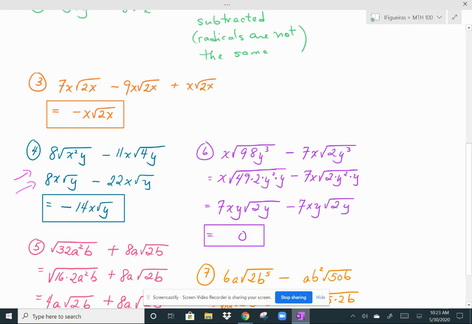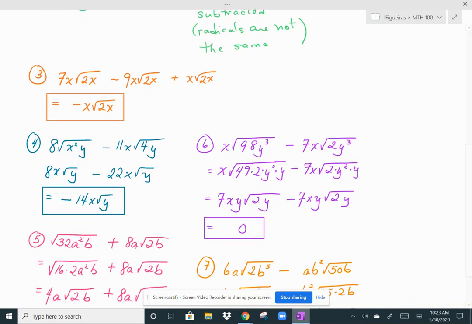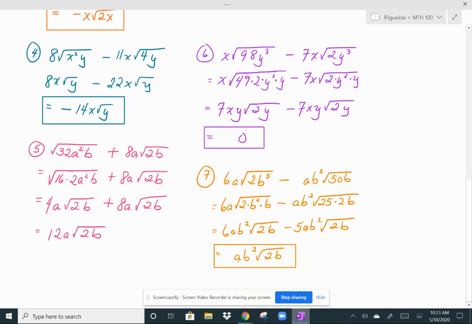And the second one, minus 11x root 4y, well, the 4 comes out of the radical and becomes a 2 that gets multiplied by 11. That's where the 22x comes from. And you have root y on the inside. Once you do the simplifying, then you can see that you have like terms. So 8 minus 22, that gives me negative 14x root y. So only the coefficient changes, all the variable parts stay the same.